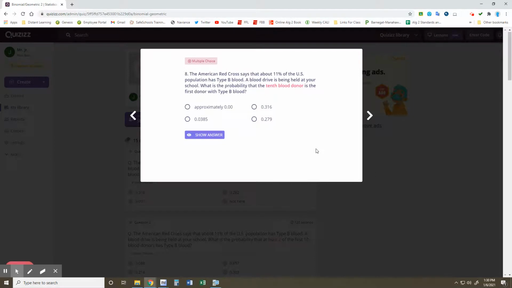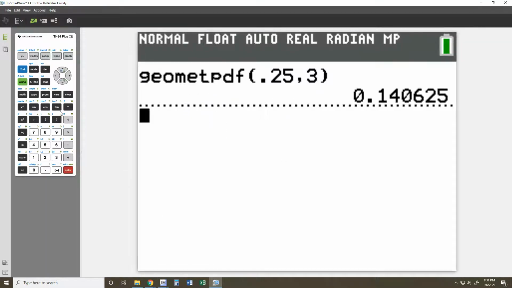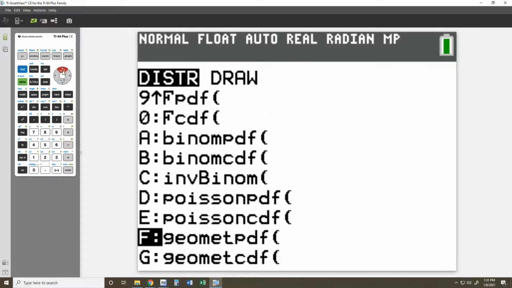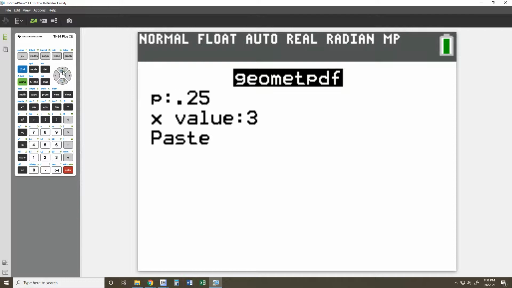Number 8. The American Red Cross says that about 11% of the U.S. population is type B blood. Now, we've done this one before. What is the probability that the 10th blood donor is the first one with type B blood? That is a geometric. You're looking to get that first success on the 10th blood donor. Now, it's exactly the 10th blood donor. So, again, it seems like a PDF. PDF is getting it on exactly that try.